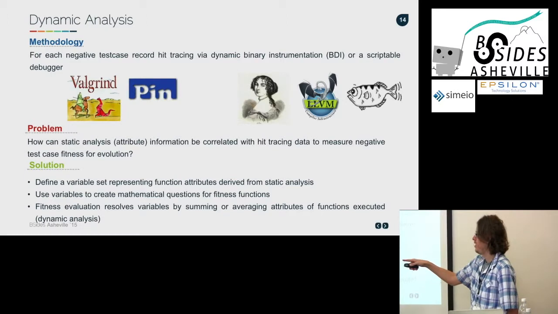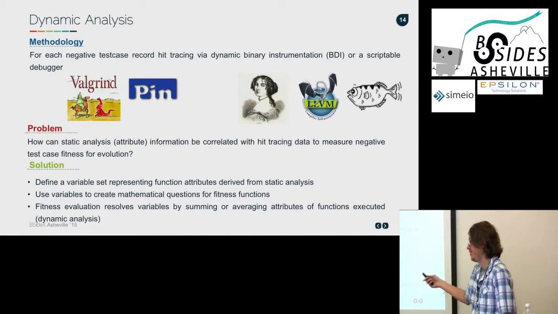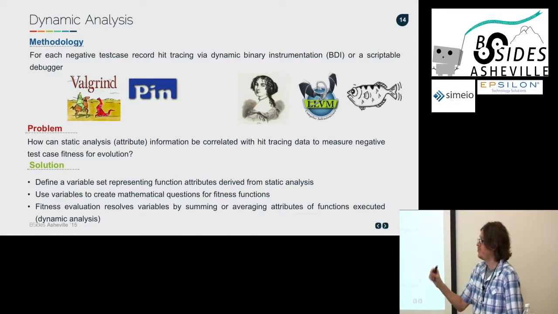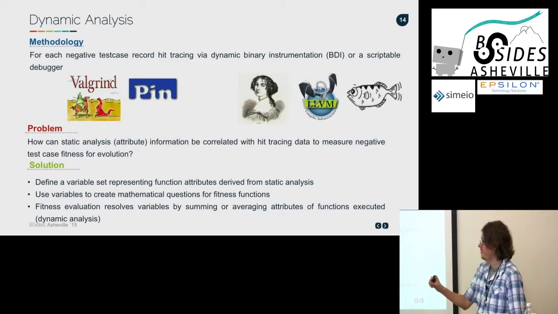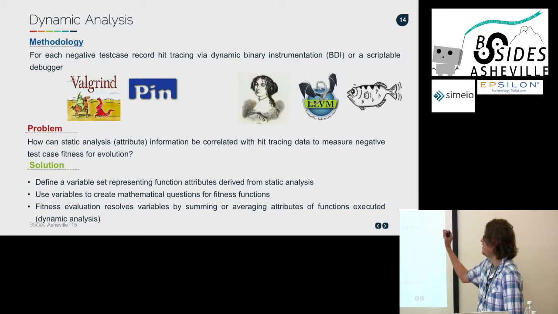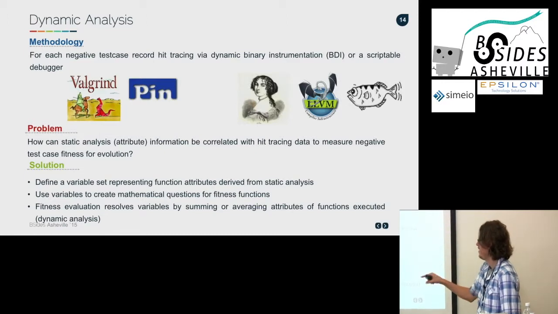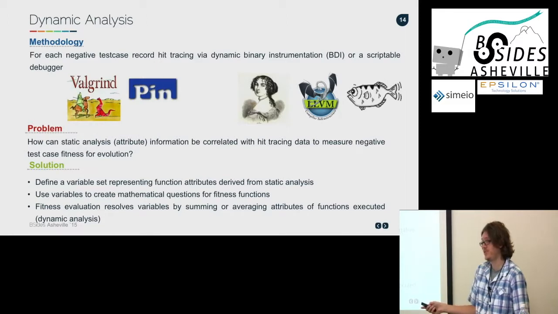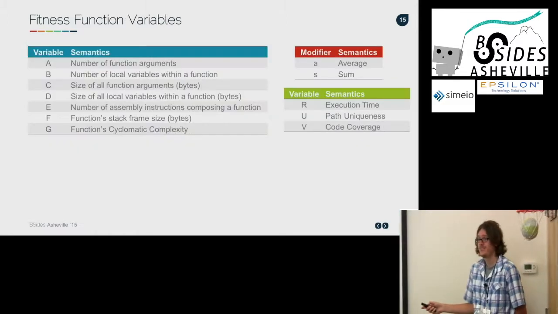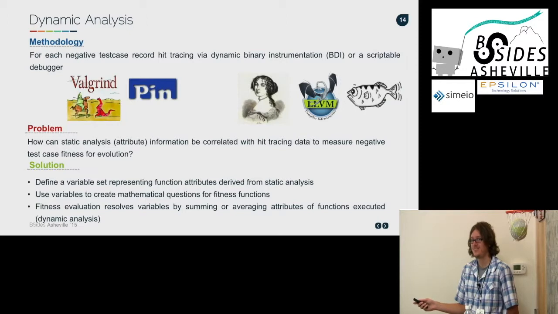Then we can use those variables and create mathematical functions based on those to let us define fitness functions for our genetic algorithm. Then for each negative test case, we can do some fitness evaluation by looking at the dynamic and the static analysis and sum or average those variables of all the functions that were actually executed. We good? That's the crux. We got it?